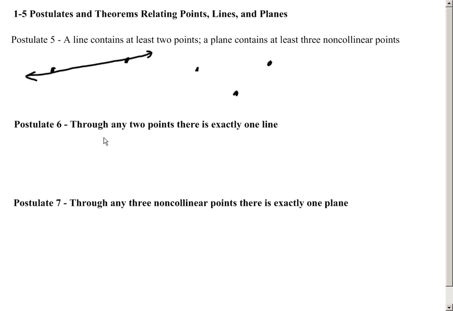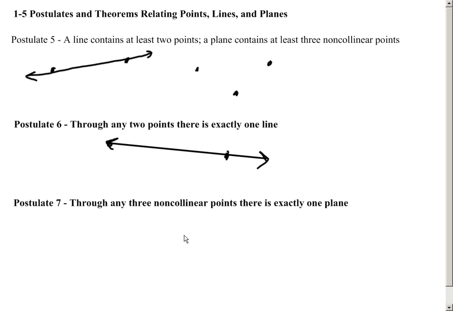Postulate 6 says through any 2 points, there's exactly one line. So anytime I have 2 points, they have to be collinear, because I can draw a line through those 2 points. Okay, it looks something like this. All right, now I know that's a segment, but I can add arrows to the ends if I want to. And all of a sudden, we've got ourselves a line.